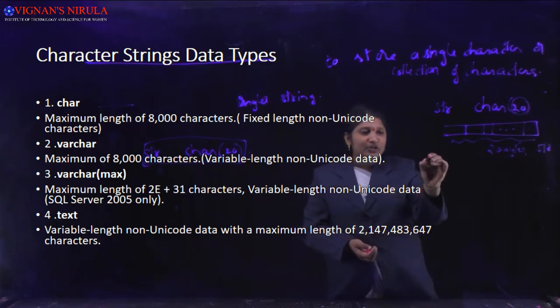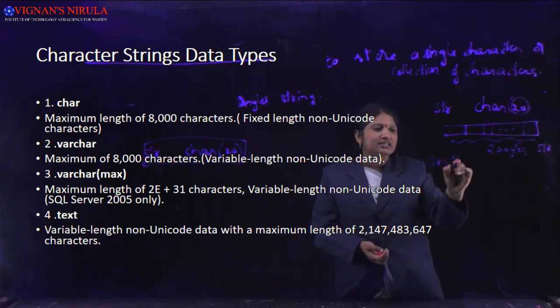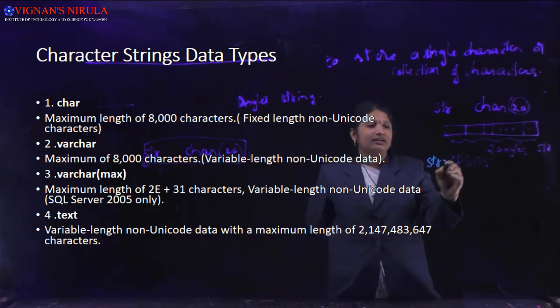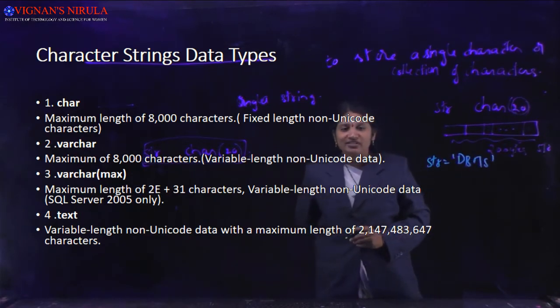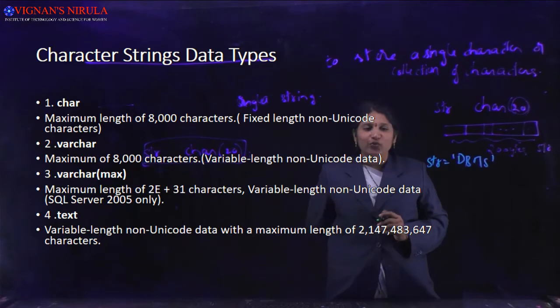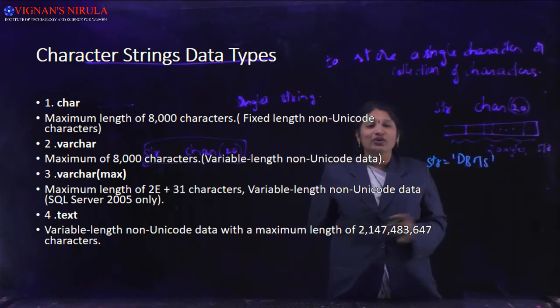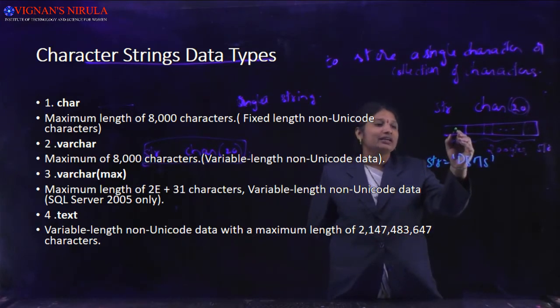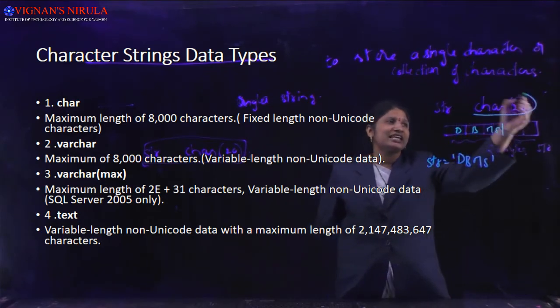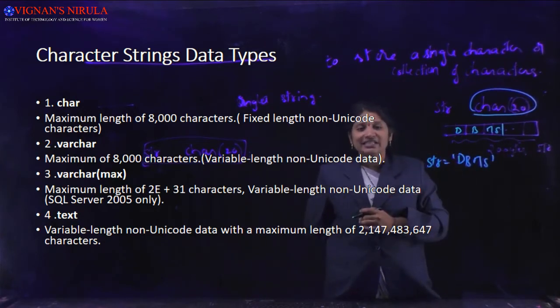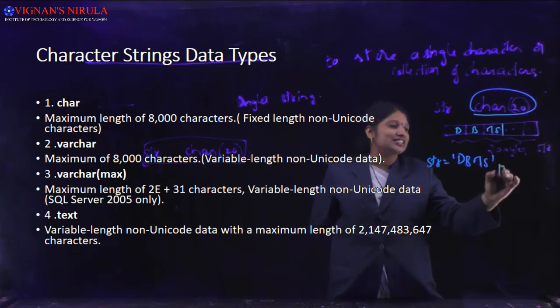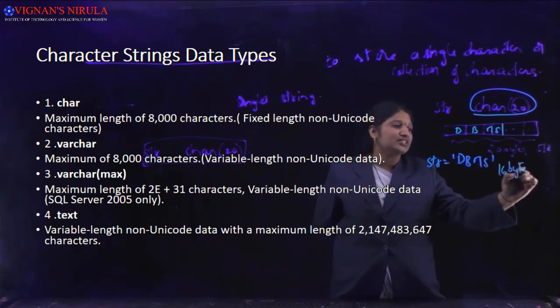So for example, if you have given the value of str as dbms, how many characters are required for storing str? Only 4 characters length is required. But whenever you have given the size of str by using char of 20, that 20 bytes are being reserved for this str. Even though the size of the actual value is 4 bytes, the remaining 16 bytes are going to be wasted.